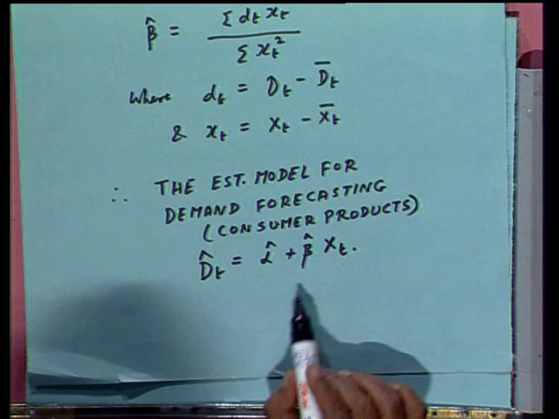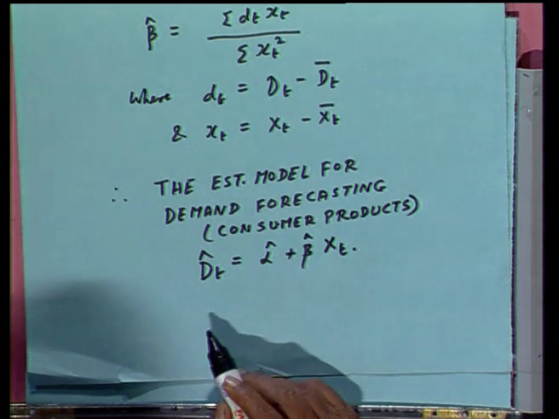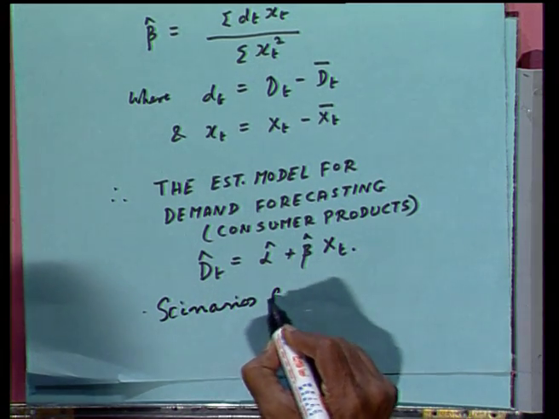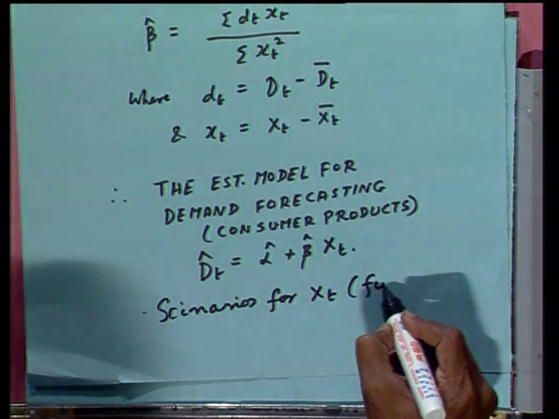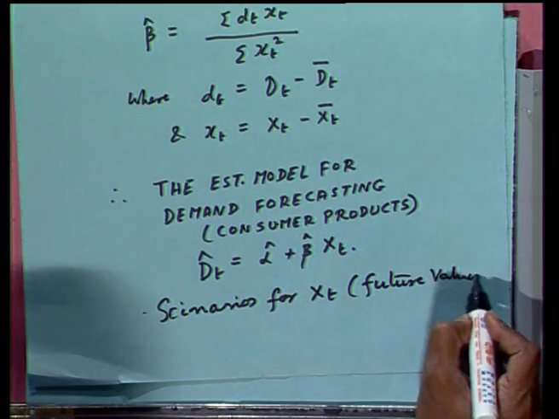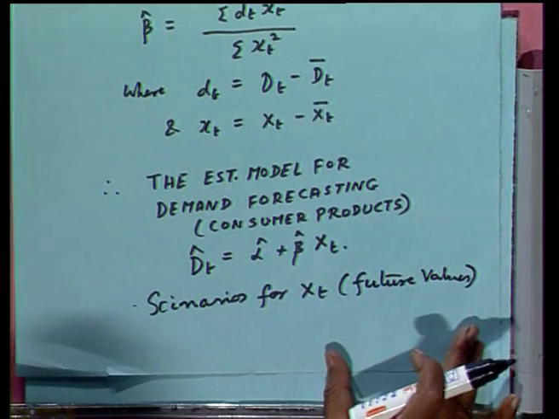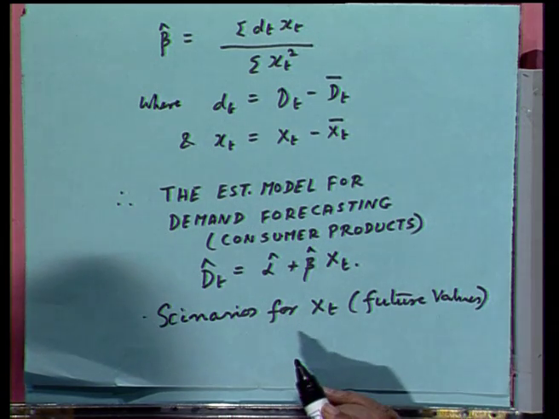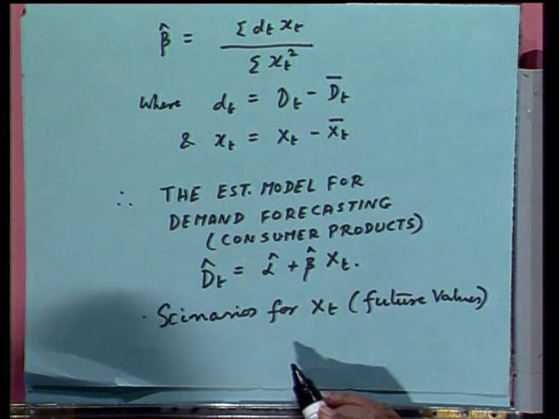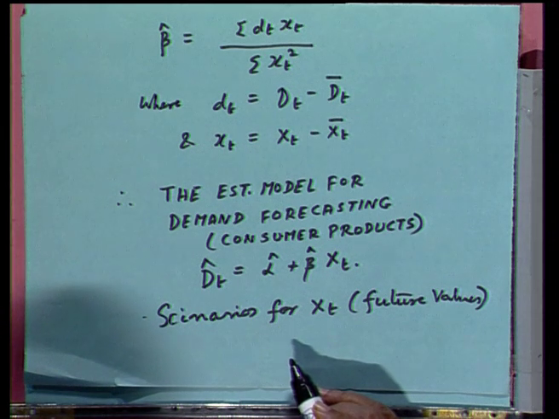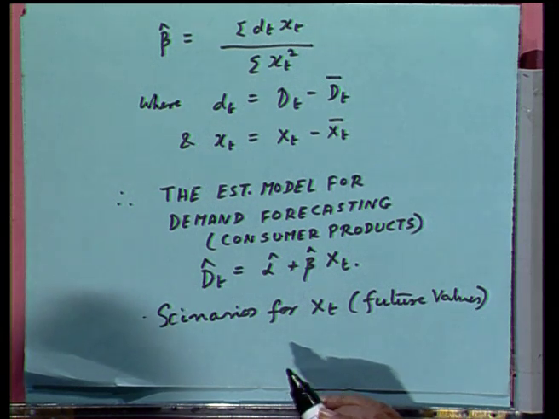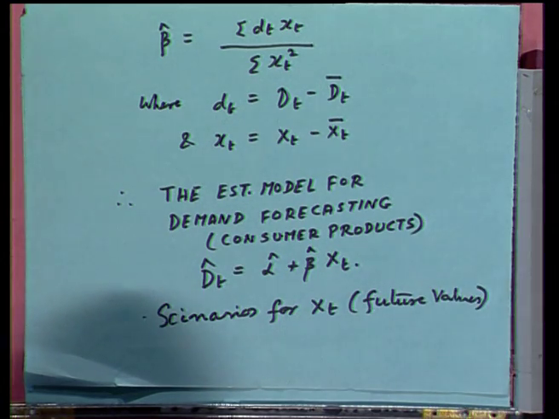Now, after having estimated this linear model using the OLS technique as I have described above, we take various scenarios for future values of xt. Depending on the situation, supposing you are in a very bright situation as far as the economy is concerned, we can say that xt is increasing every year. Or if the economy is not improving and it is in a downward shape, we can say xt is going down, as far as the per capita income is concerned. Whereas if it is price, maybe you can think of a scenario like the price is increasing in the beginning and then going down later on. In the same manner, the price is decreasing in the beginning and increasing later on.